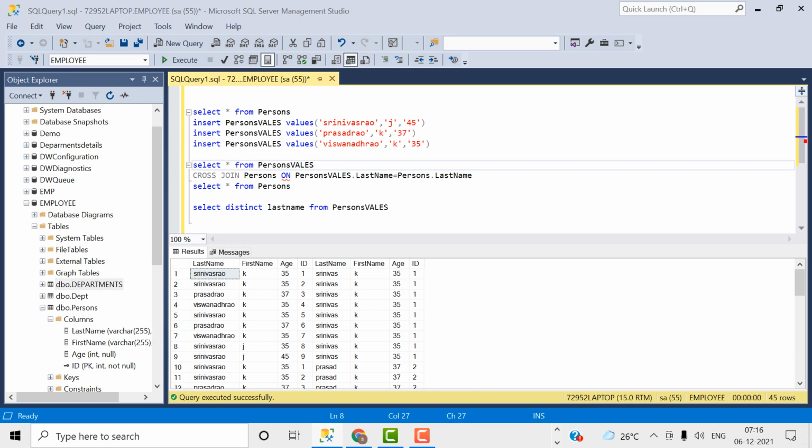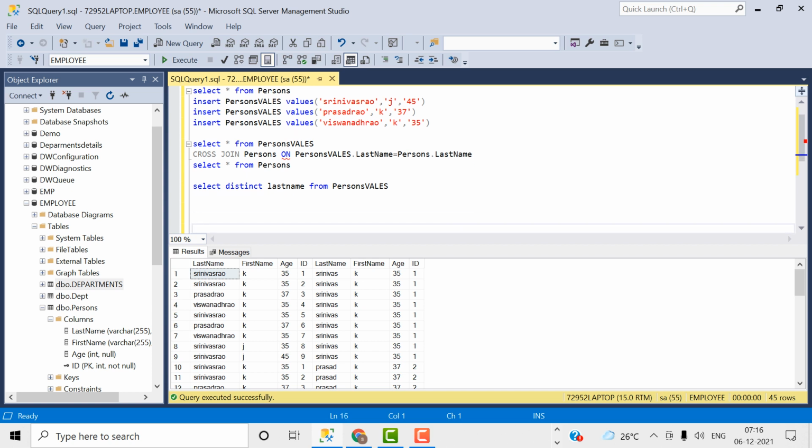Hi friends, today we are discussing what the different types of joins are and how to use joins in a database. Joins are nothing but how you combine two tables; we use the join concepts only for that. There are various types of joins.